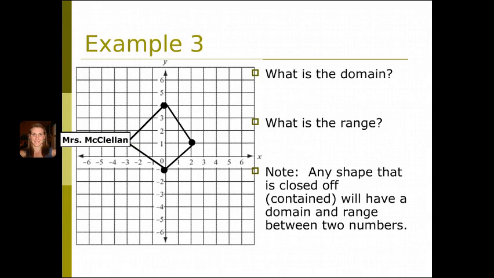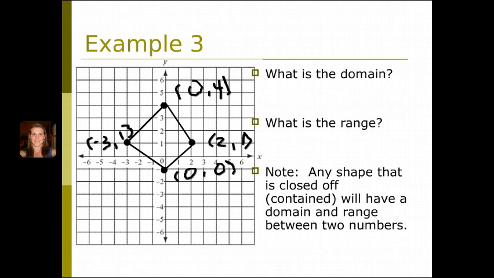Now we are going to find the domain and range of this shape on a coordinate plane. First, we will find the ordered pairs. We have (0, 4), (2, 1), (0, 0), and (-3, 1).